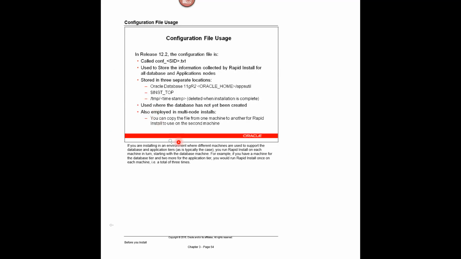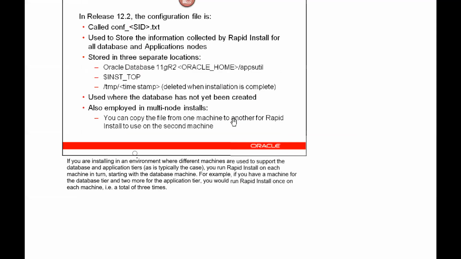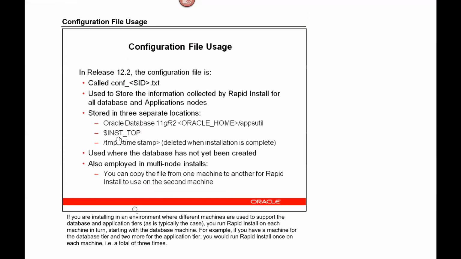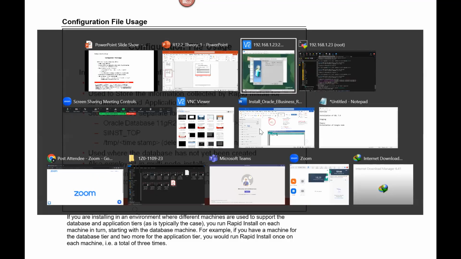What it does is it basically creates a configuration file at 2 or 3 locations. In 12.2, the configuration file is called config_SID.txt, used to store the information collected by Rapid Install for all database and application tiers. It is stored in 3 locations. I will just go through this location and show you this configuration file. This is important when we do a multi-node installation.